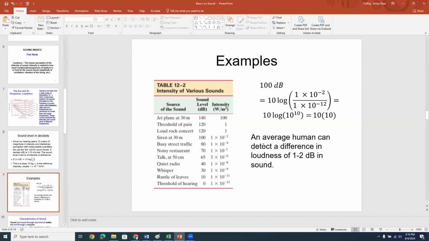Now, an average human can detect a difference in the loudness of sound of just 1 to 2 decibels. So, you know, decently sensitive, I guess.